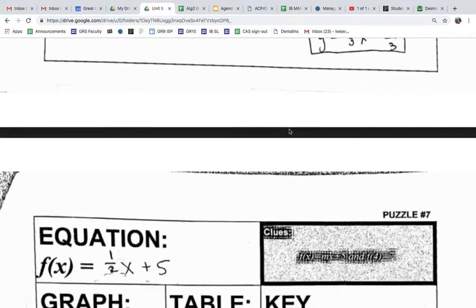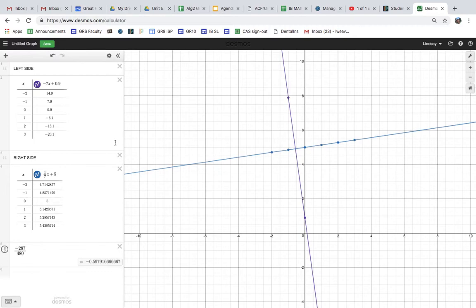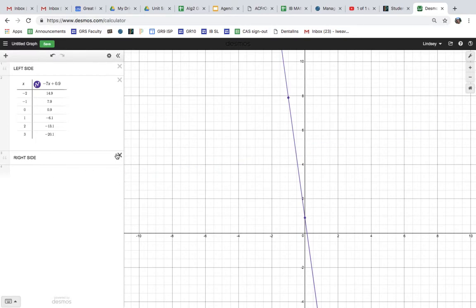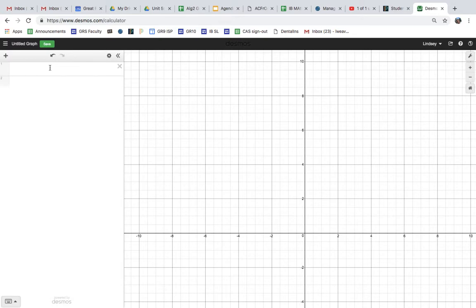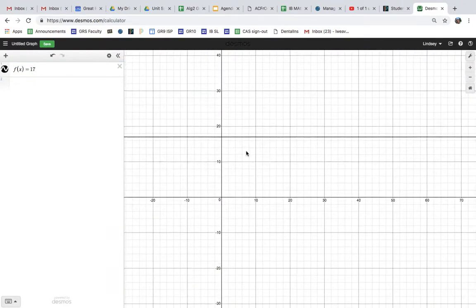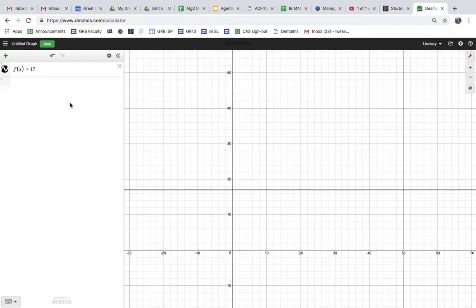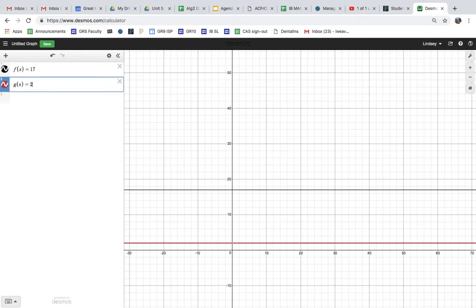The final puzzle, puzzle number 8, talks about what if, I think it says like f of x equals a, and a has to be a constant. So a constant just means any number, a solid number, without a variable. So for instance, you could have f of x equals your favorite number, like 17. And what does that graph look like? And what does that mean about its key features? Or g of x equals 2. And what does that graph look like, and what are its key features?